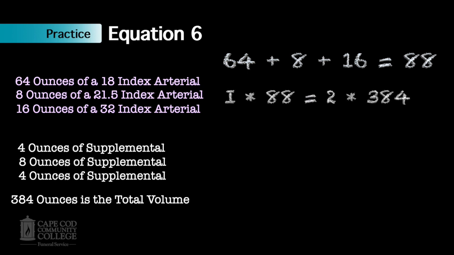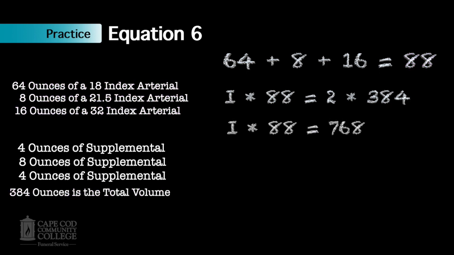Next, we will plug the 88 ounces of arterial into our standard embalming formula. Since we're solving for the index, that's the part that we're going to leave as a letter. So I times 88 equals 2 times 384, our total volume in the tank. And since we know our percentage, we're also able to plug that in.